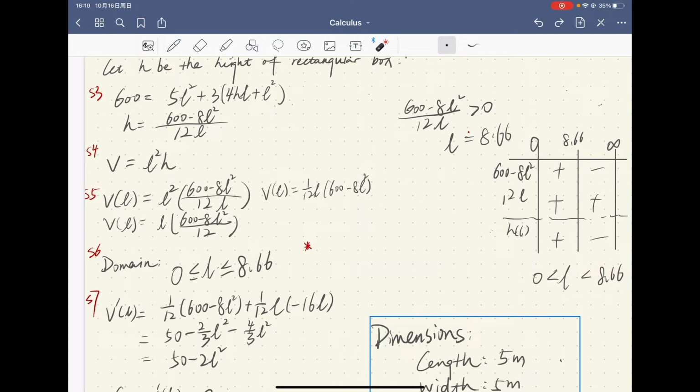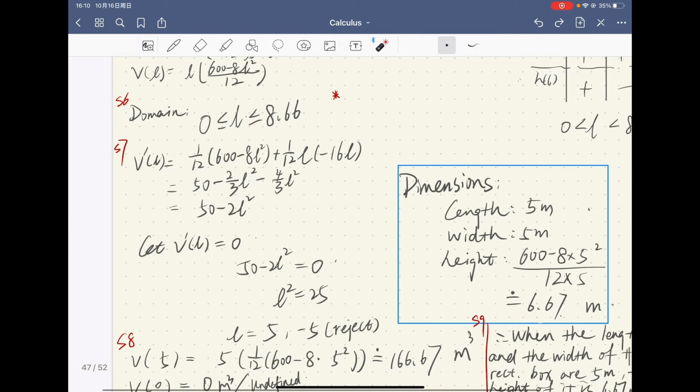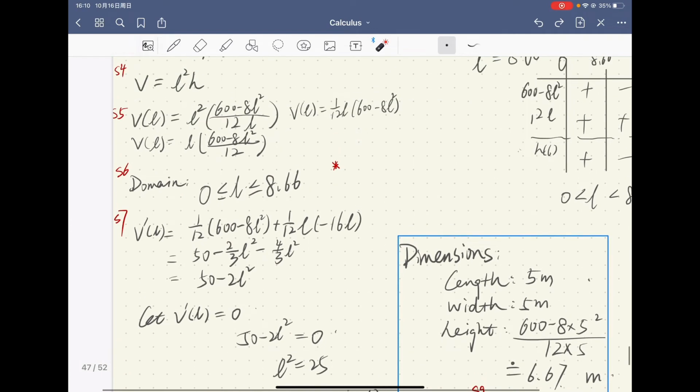Although it's not really realistic for real life, I want to use the EVT, the Extreme Value Theorem, so I have to include both endpoints, because I want a closed interval. But before I do that, I will put 0 and 8.66 back into the equation to see if it's reasonable to include both endpoints. After I do this, it's reasonable, and I can use this as my final domain.